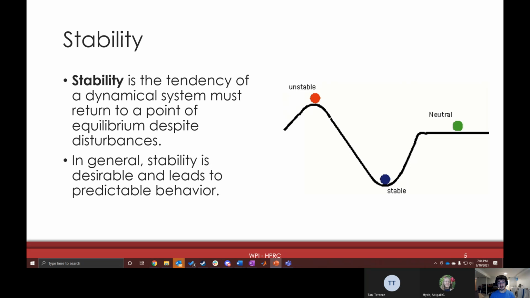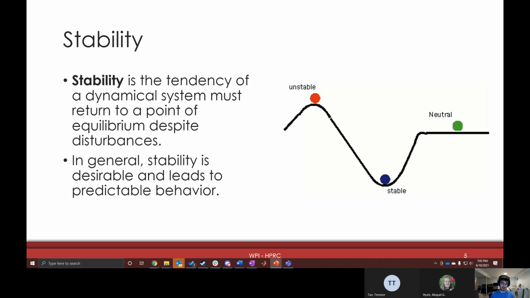Another important characteristic is stability, which, for each point of equilibrium, is the tendency of a dynamical system to return to that point, even when there are disturbances. And you can see we have the very classical example of this on the right, of different positions a ball can be in. If a ball is at the bottom of a hill, it will naturally tend to return to that point of equilibrium where it's not moving, if you try to push it out, because gravity will pull it back down into the pit.